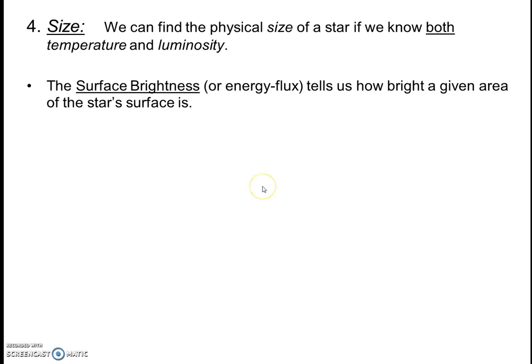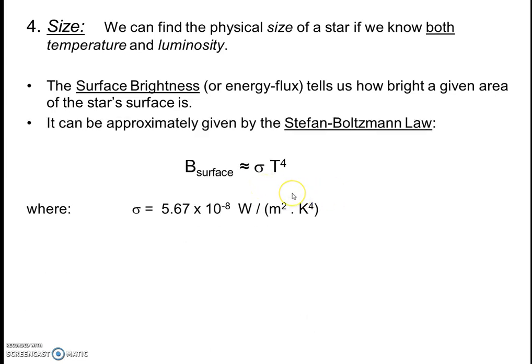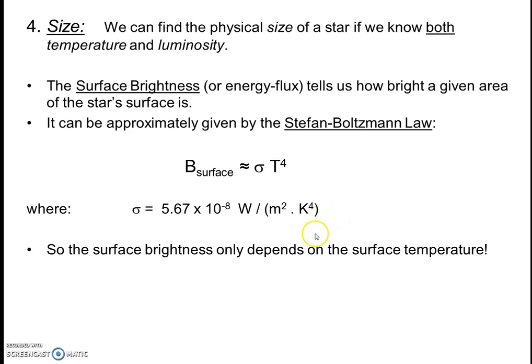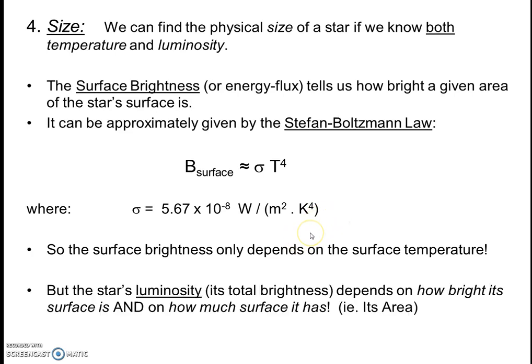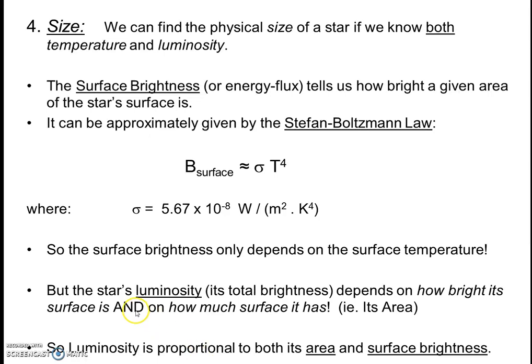This little thing here is called the Stefan-Boltzmann constant. You probably won't ever have to actually use it, but it is just a constant that tells you how the units work out. Okay. Now, the surface brightness depends only on the surface temperature, but the luminosity, the total brightness of the star, depends on how much surface you have and how bright that surface is. Okay. So that means luminosity is proportional to both the area and the surface brightness of the star.